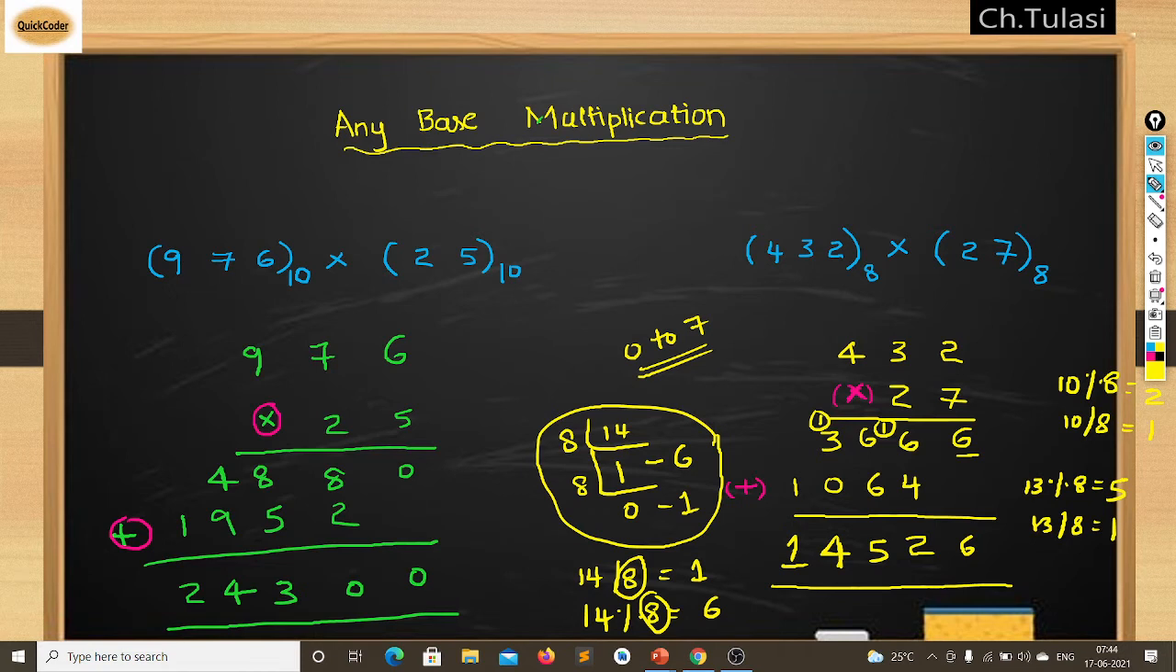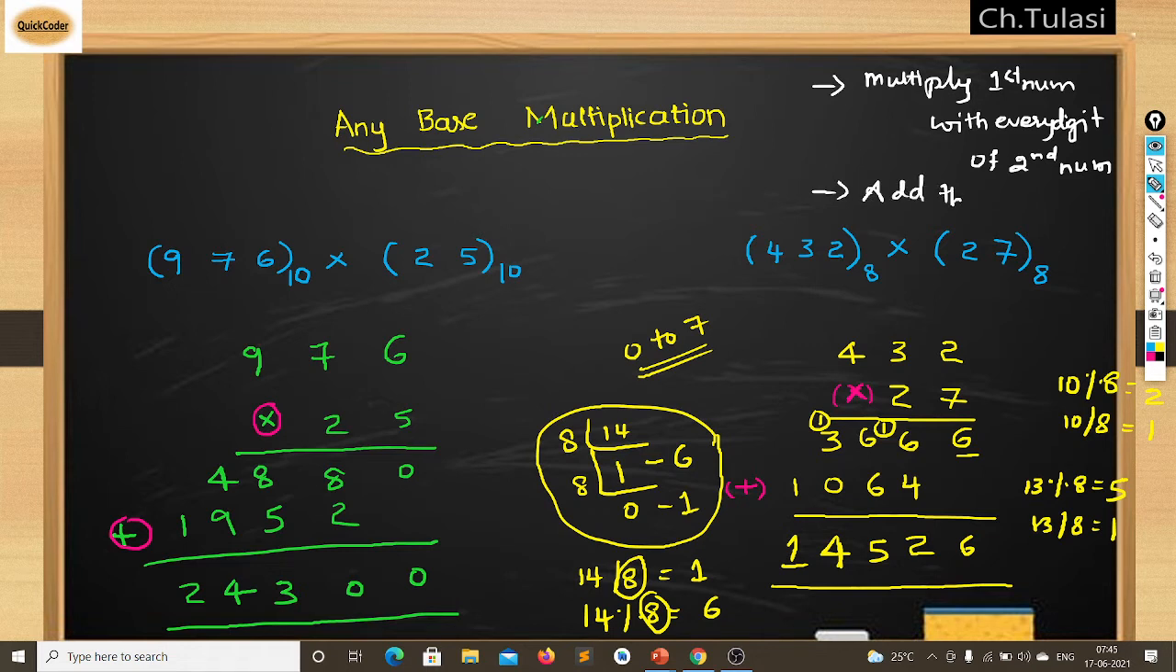So this is about the any-base multiplication. So what are the few steps that I have told before? The first step is to multiply the first number with every digit of the second number. That is the first step. The next step is to add all those results. So that's it. We know how to multiply, we know how to add all the results. So that's it about this any-base multiplication.